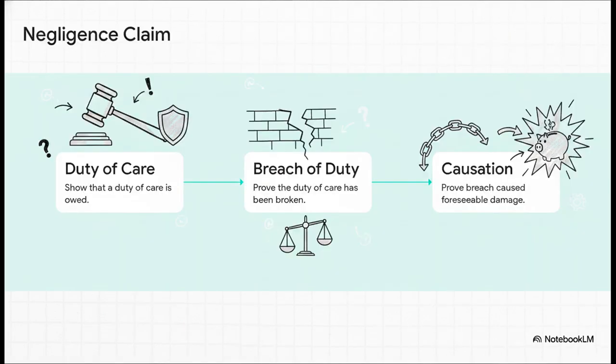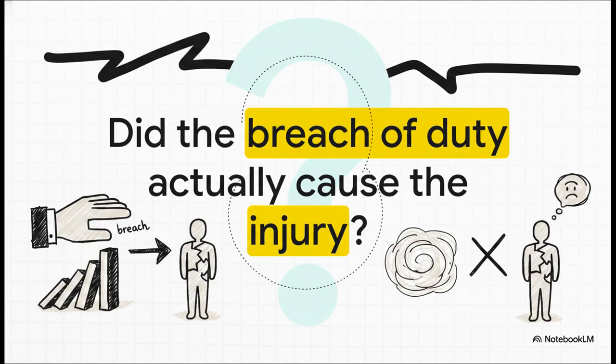To actually win, you have to relentlessly follow this exact formula. 1. Prove the duty of care exists. 2. Prove a breach occurred based on all those risk standards we just went over. And 3. Prove that the specific breach was the factual cause of your foreseeable damage. Which brings us to the ultimate hurdle, factual causation.